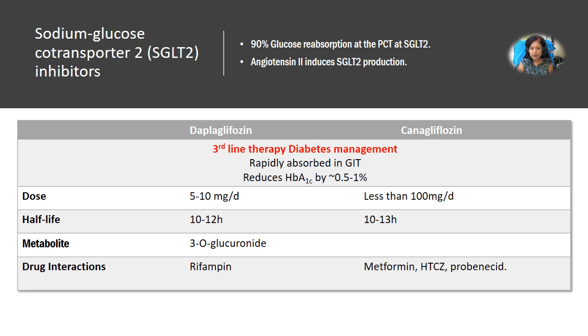One important point to note is that there are drug interactions associated with these drugs. Some include, for canagliflozin, interactions with metformin as well as hydrochlorothiazide, some oral contraceptives, anticoagulant agents such as warfarin, and cyclosporin and probenecid. So while these agents are not diuretics, they do have diuretic activity.